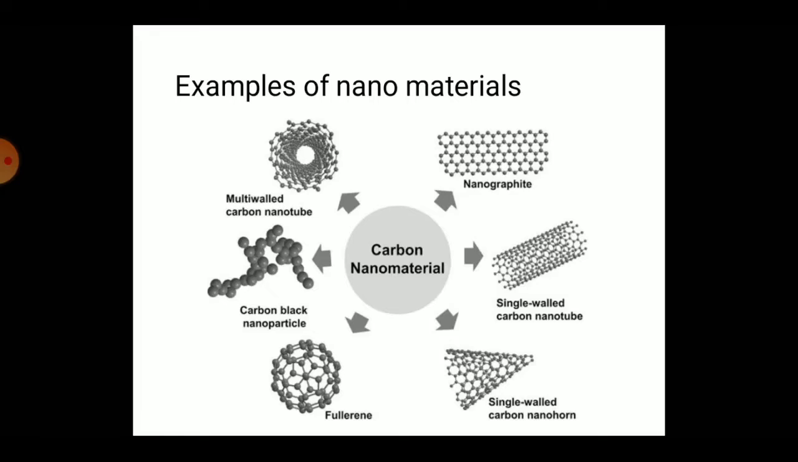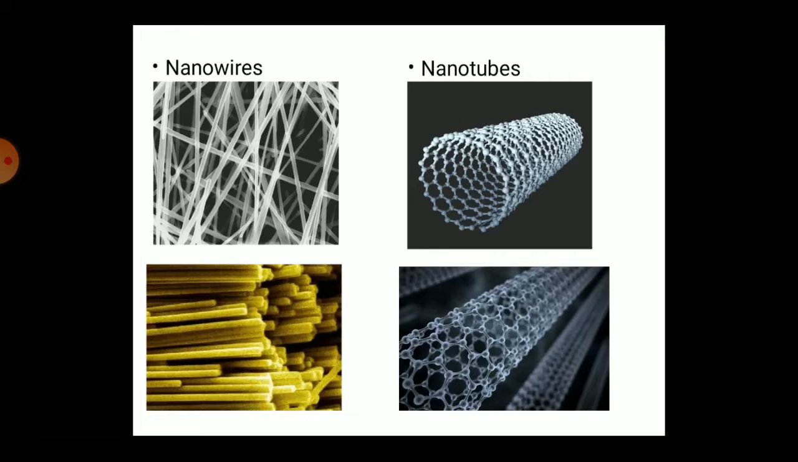Okay. So first we'll look into the examples of carbon nanomaterials which exist in different forms such as nanographite, multi-walled carbon nanotubes, carbon black, fullerenes, etc. Apart from them, your nanowires and nanotubes. So below your nanowires, you can see the first pic that is showing you the silver nanowires, and the next pic below that, it is showing you the gold nanowires. So these are the various examples of nanomaterials.